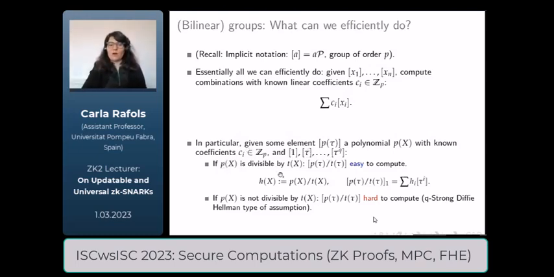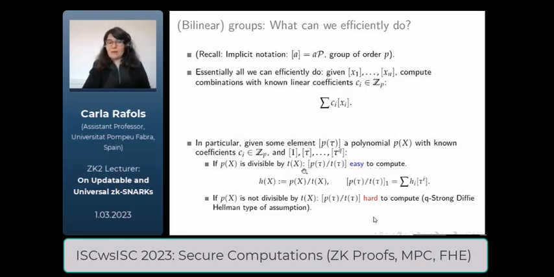What if you can only compute this polynomial divided by... so you can only compute p of tau divided by t of tau. Remember, t will be the vanishing polynomial at this set of interpolation points, but here it doesn't matter. But imagine you want to compute p evaluated at tau divided by t evaluated at tau.